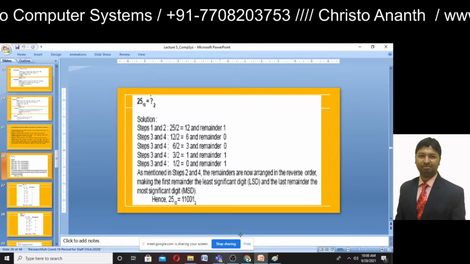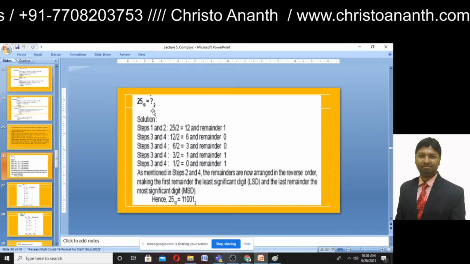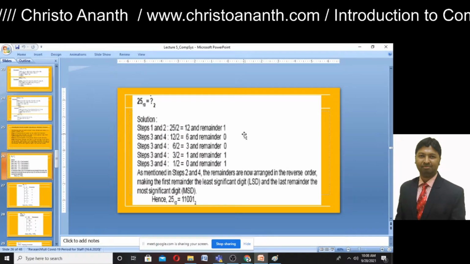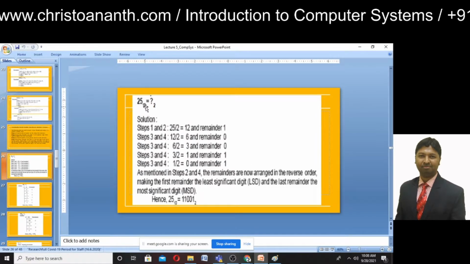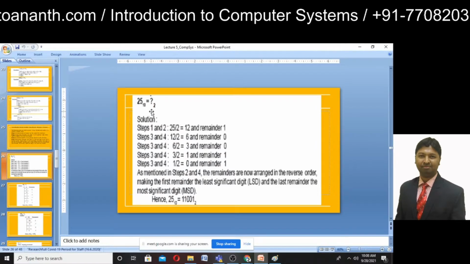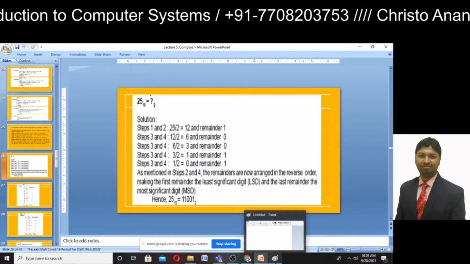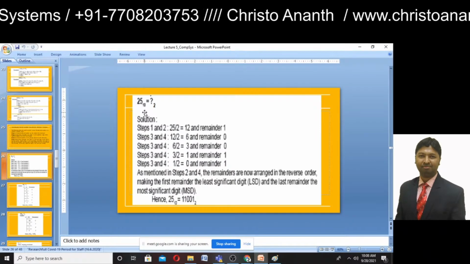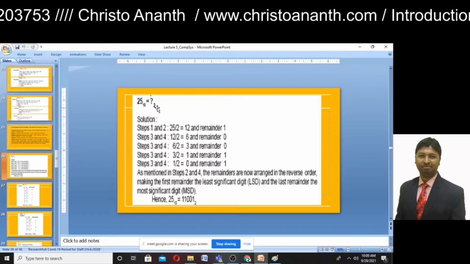So how do you convert 25 to the base 10 to a number to the base 2? Don't look at all these ones, you just tell me. A number with base 10, how do you convert to another number to the base 2? How do you do that?